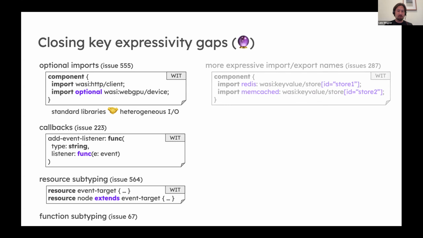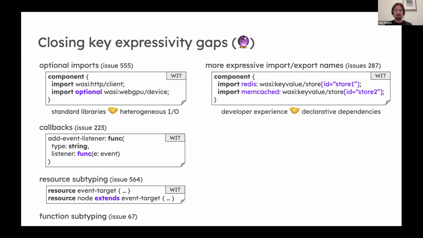Another important feature is more expressive import and export names. For example, I'd like to be able to import two WASI key value stores, one backed by Redis and another backed by Memcached. And I'd like to include the internal store IDs of my platform in the import names so I can catch and report misconfigurations at deployment time instead of at runtime. And there's a bunch of other ways we can use this feature to improve the developer experience by surfacing component dependencies declaratively.